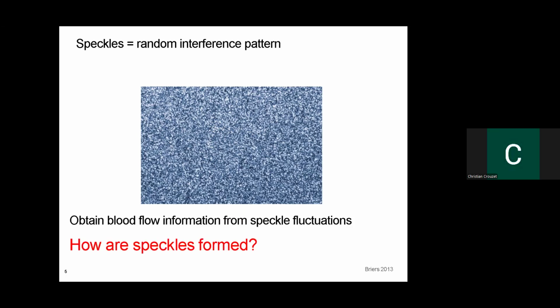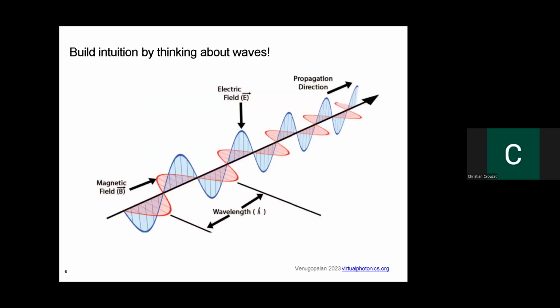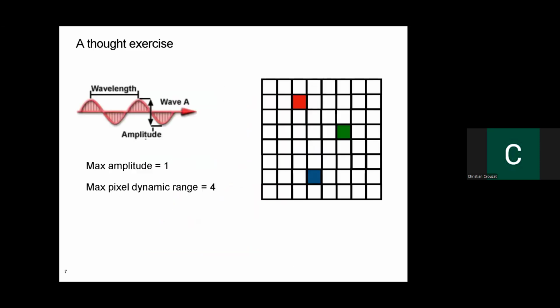I want to start with trying to build intuition of how these speckles are formed. One of the ways to build intuition is thinking of the light as it's traveling through the tissue as waves propagating inside the tissue. So I'm going to go through a little thought exercise where we have a packet of light with a specific wavelength. Again, we're using a laser, so it has a very, very specific narrow wavelength. We're not having a broad light source. We need a single frequency in order to have that interference pattern.